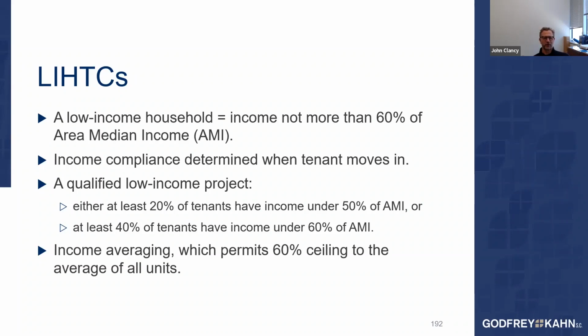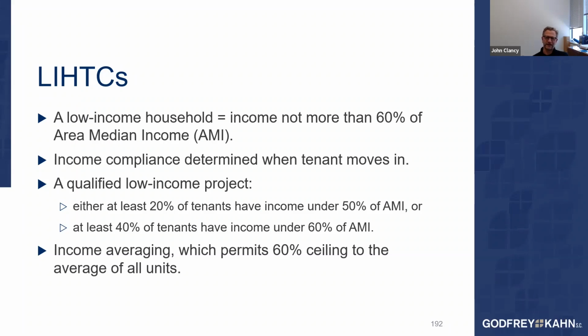So basically, there's a requirement that low-income household in this context means income not more than 60% of the area median income. So it's significantly below the 80% standard for HUD. The income compliance, fortunately, is determined when the tenant moves in. You don't necessarily need to kick them out if they go above the level. So it's more when they're brought in, but still it's an important issue as tenants turn over, making sure you're bringing in the right income level folks.